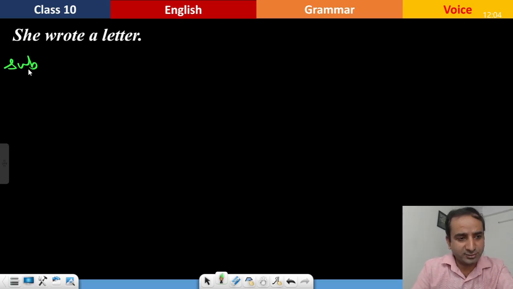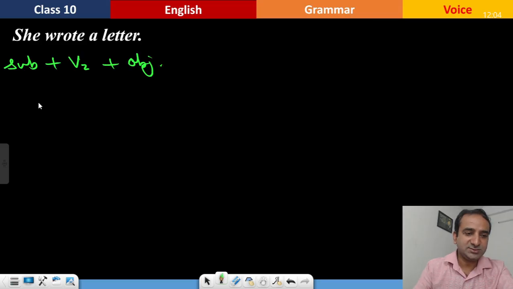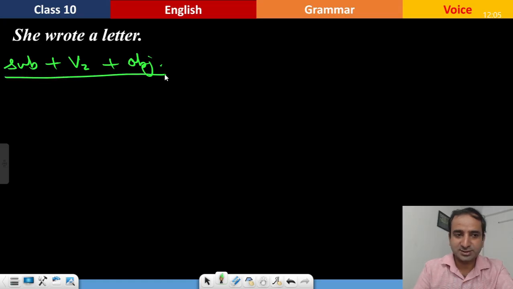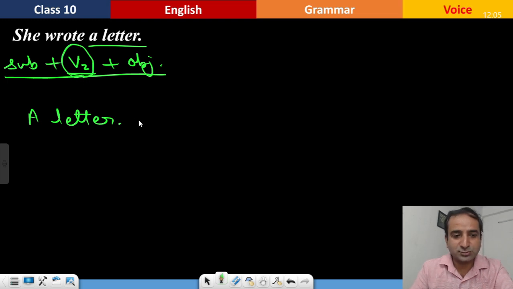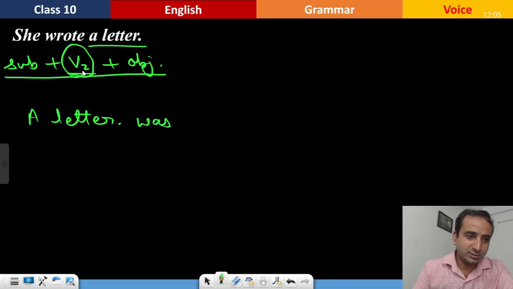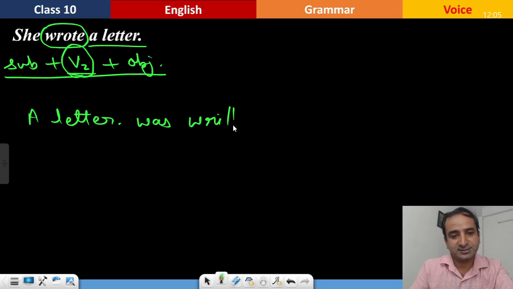What is the rule? First of all, we will go through the rule. Subject plus second form of verb, then object. Clear? In passive voice, we will use the same rule, but replacing the main verb by be. So, what is the subject? A letter. Now, second form. And what is second form of be? The second form of be is was or were. A letter is singular. We will use was. A letter was. And what with the main verb? The main verb will be written in third form just after using be. So, written. Okay, a letter was written by her.